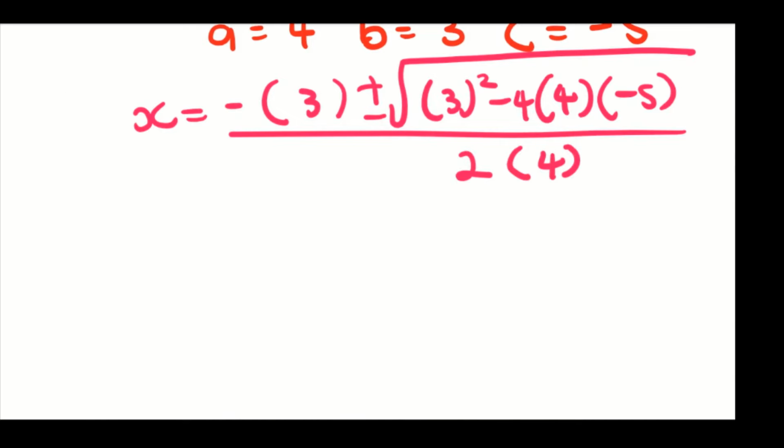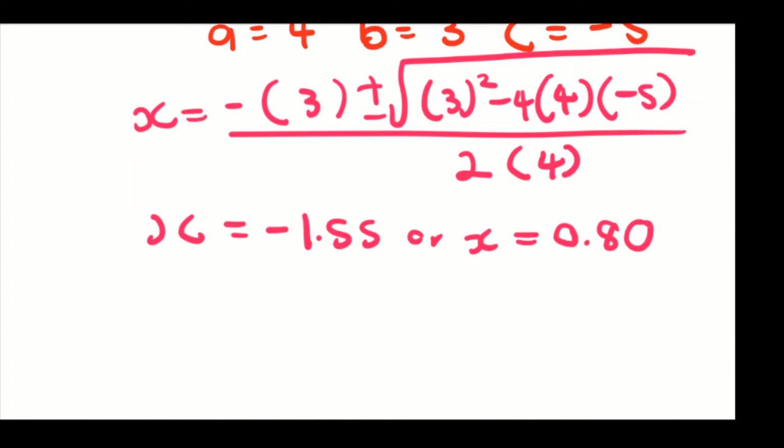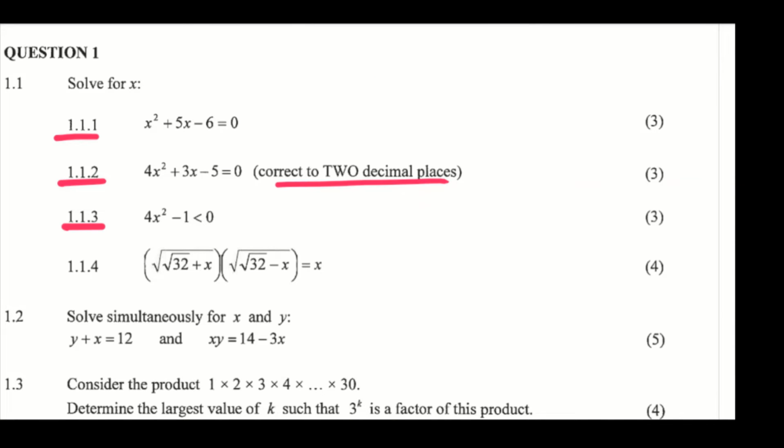So the solutions of x that you're supposed to get for this problem are x equals minus 1.55, or x equals 0.80. So these are your solutions of x in 2 decimal places. Now 1.1.3, where we also solve for x for this inequality problem.